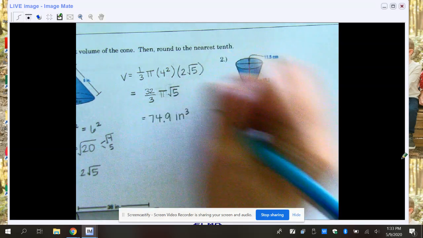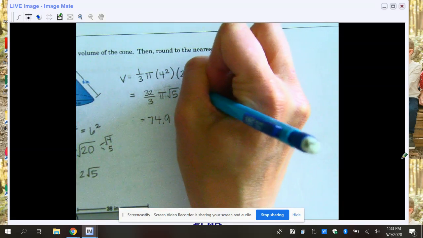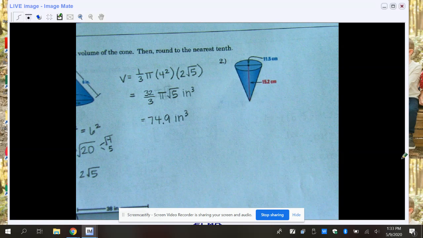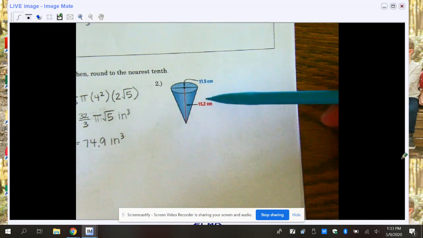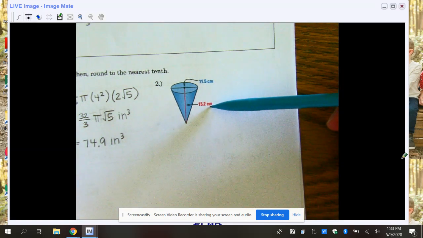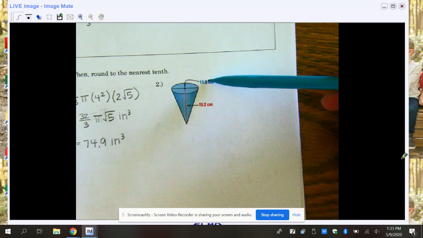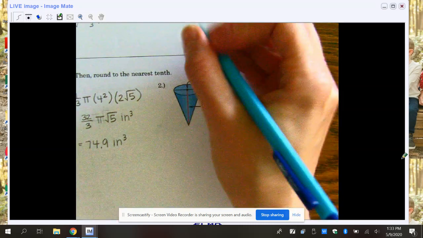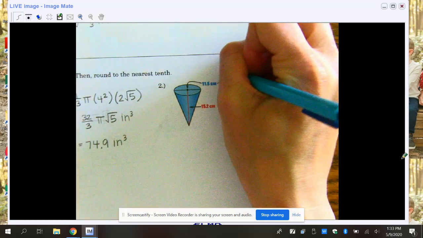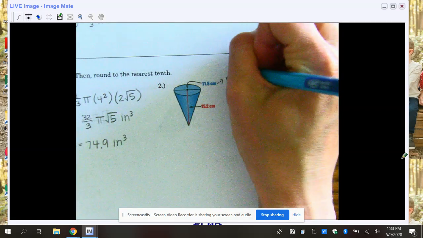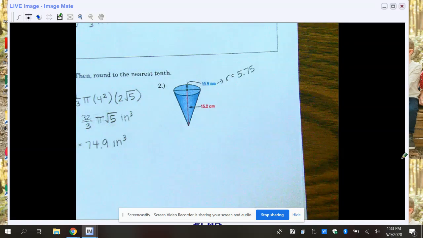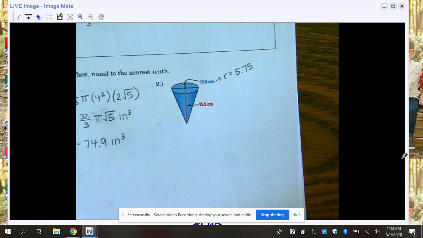And then inches cubed. I'll put my r there too. Okay. All right, and so then in number 2, again, we need the area of the base, we need the height. I need to know the radius to know the area of the base, so luckily all I have to do here is divide that in half. So the radius is going to be 5.75. From here now though, I'm good to go.